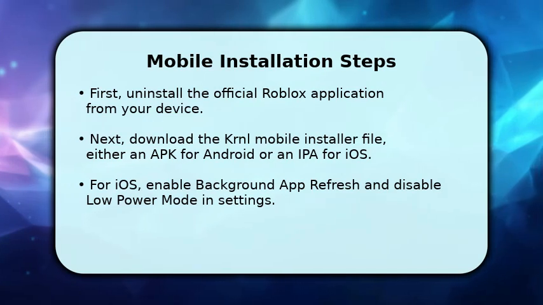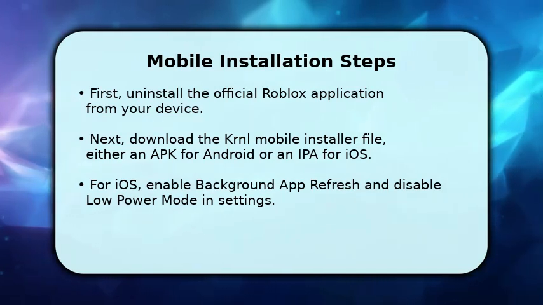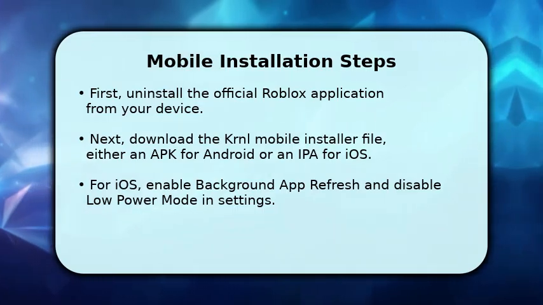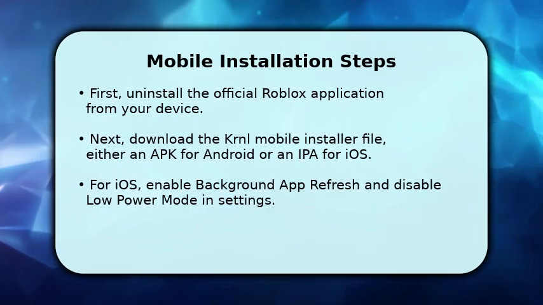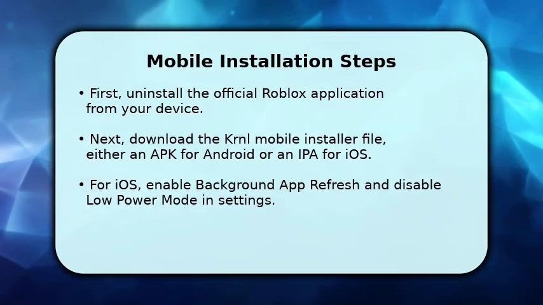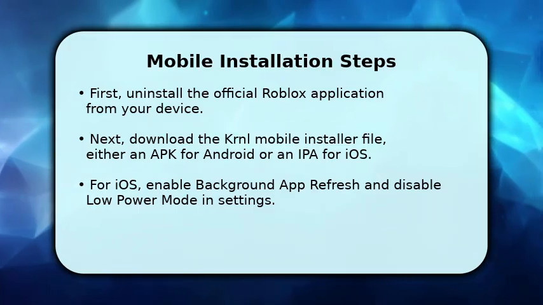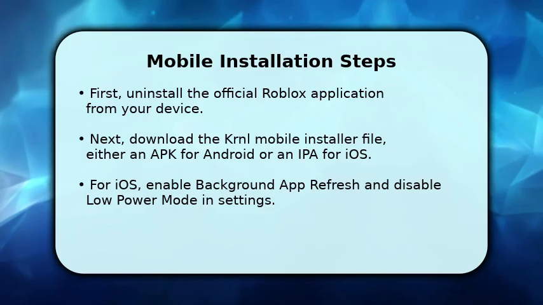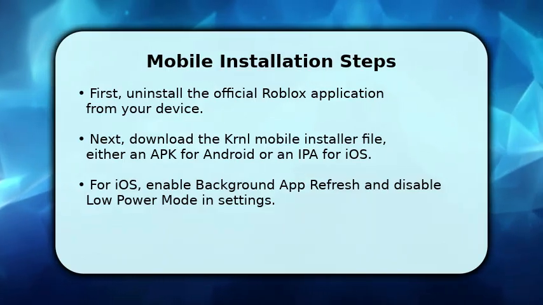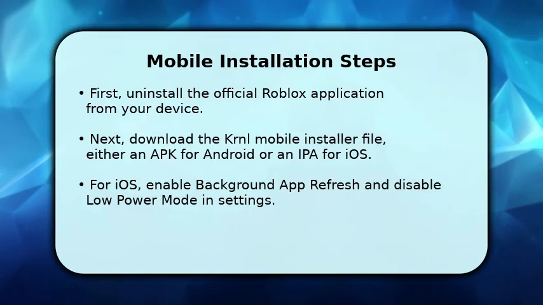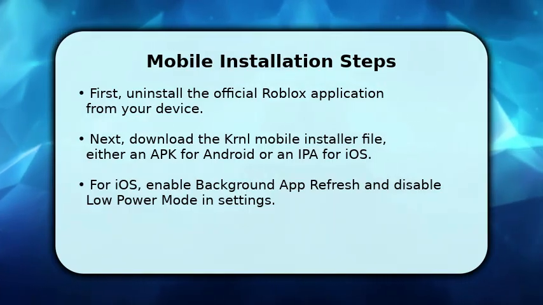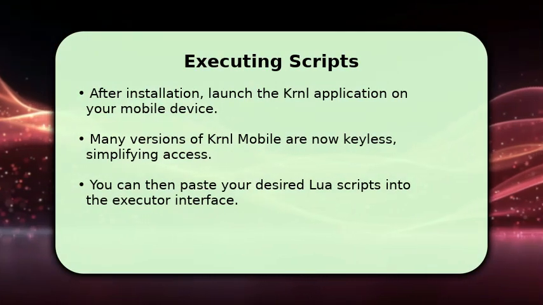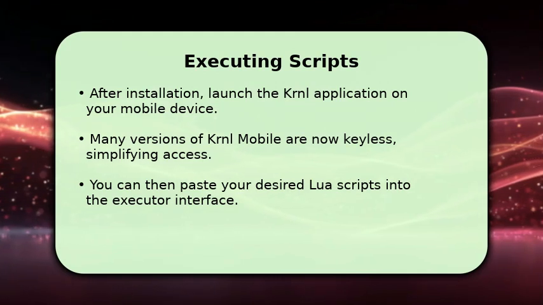To begin, you will need to uninstall the standard Roblox application from your mobile device. Following this, you must download the specialized Krnl mobile installer file, which will be an APK for Android users or an IPA for those on iOS. If you are using an Apple device, remember to adjust your settings by turning on background app refresh and switching off low power mode. Finally, proceed with installing the downloaded Krnl file, which might involve trusting a new developer profile on your device. Once Krnl is successfully installed, open the application on your phone or tablet.